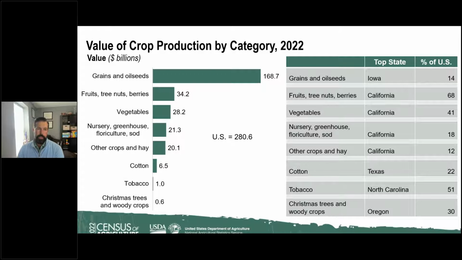The table on the right indicates the leading state and its contribution to the total value of production for that category. For example, Iowa contributed 14% of the grains and oilseeds. There were no changes in the top 10 states from each category from 2017. Next slide.